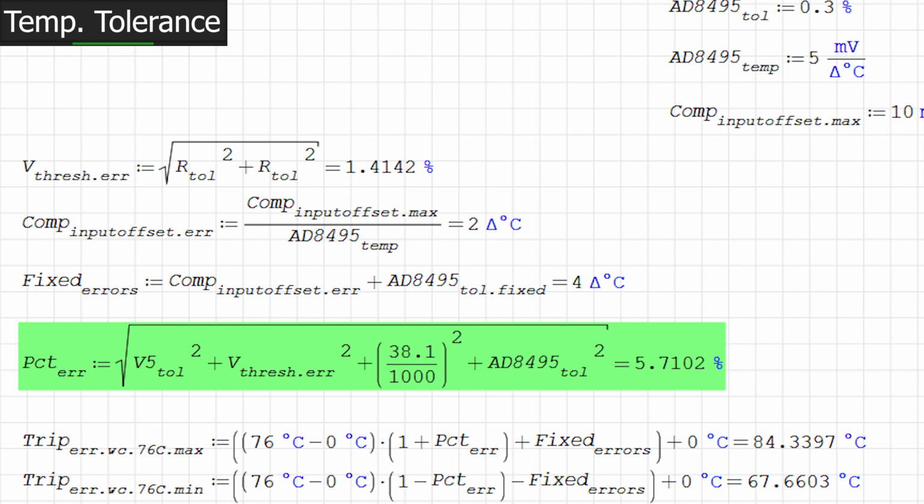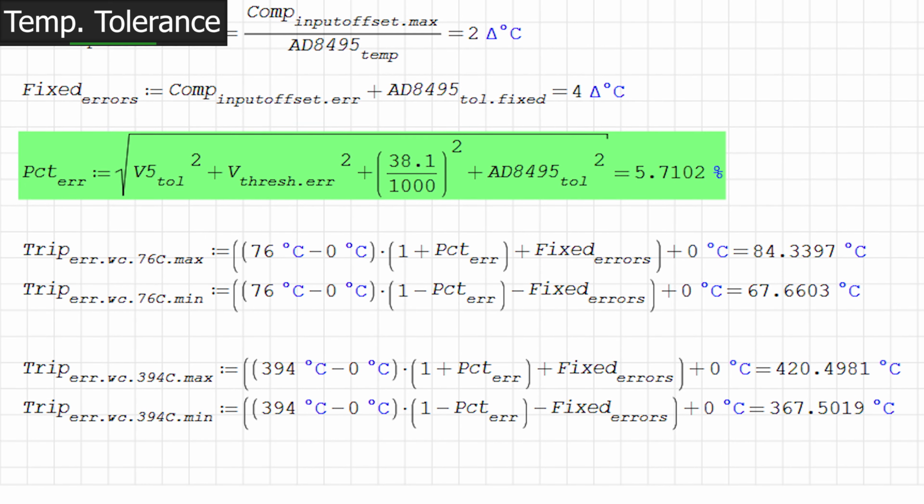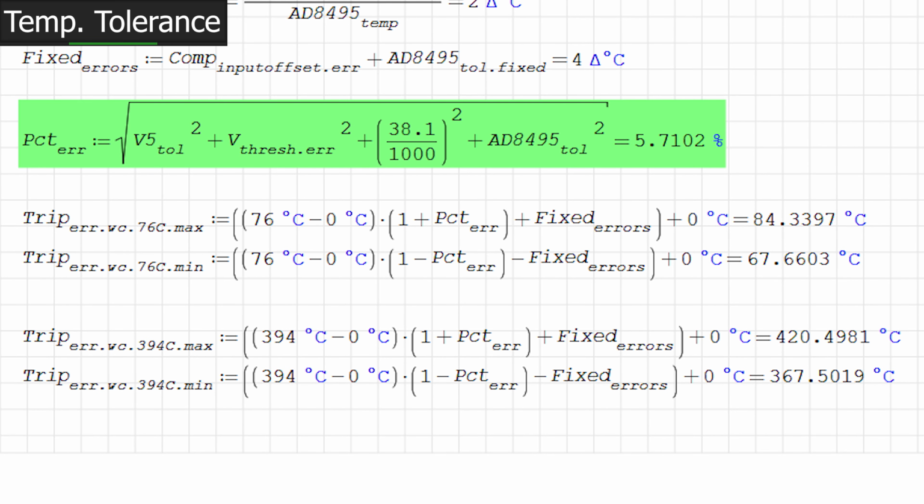Now, depending on what temperature is being evaluated, these two roll up very differently, so I plotted a couple points in Smath to try to help us visualize what's going on. For the 76 degrees Celsius threshold, which is what I would likely use to monitor a 50 degree heated bed, the minimum threshold that this will trip at was calculated to be 67.6 degrees Celsius, and the maximum came out to 84 degrees. Not bad.